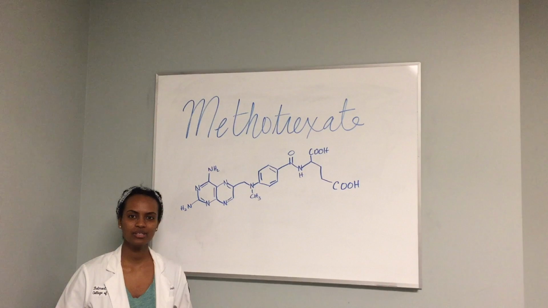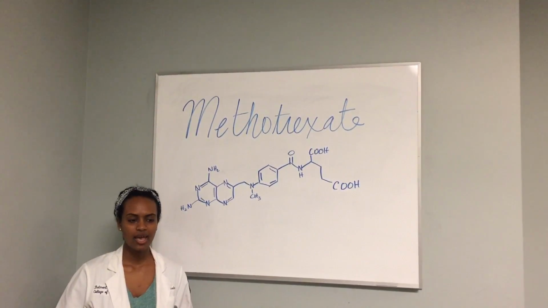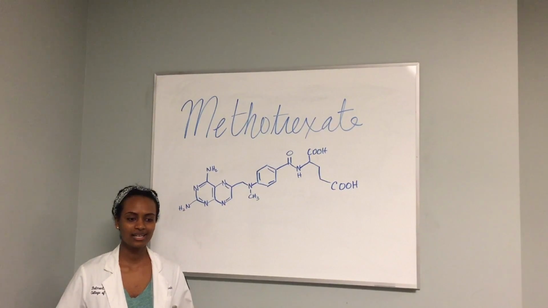So now I'm going to talk to you a little bit about the pharmacokinetic properties. Methotrexate can be administered parenterally, orally, and through the intrathecal route. It's partially metabolized by intestinal flora after oral administration, and hepatic aldehyde oxidases metabolize 10% of the drug to 7-hydroxymethotrexate.